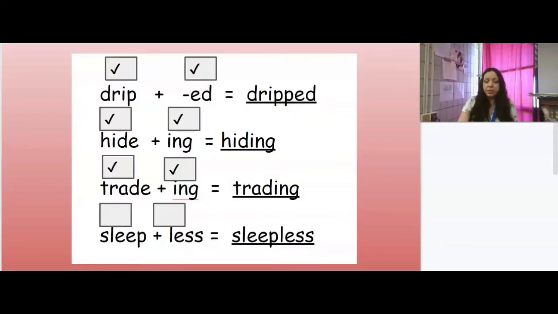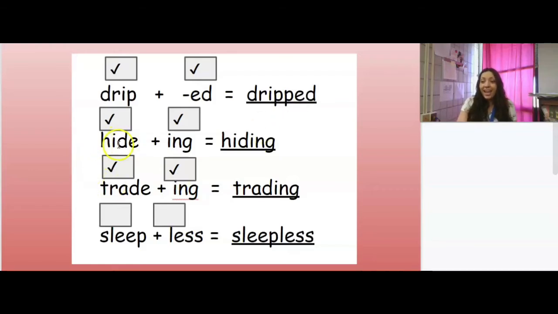So let's look at a couple of these. See here, I've got drip. Drip has one vowel, one consonant, so I can check mark it at the end. It's a suffix ed, which I know is a vowel suffix because it begins in E. So when I write it, I would say dripped with two P's, okay?